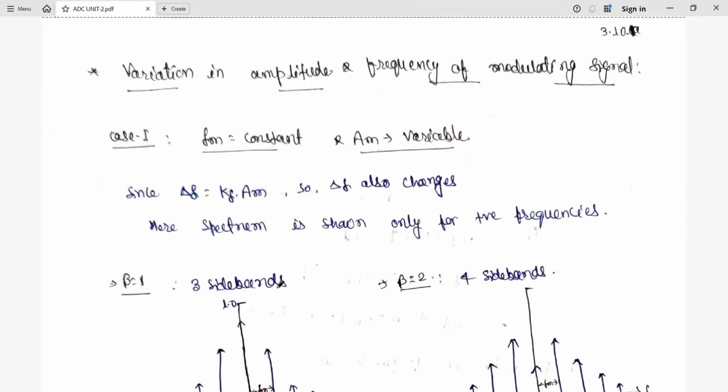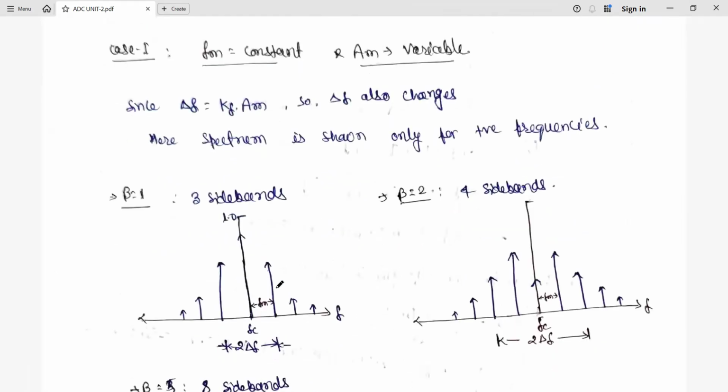Now this is for understanding purposes, in case any numerical comes, you can see the variation in the amplitude and frequency of the modulating signal. Already we have seen that del f is kf into m, so it is independent of the frequency. Two different conditions we are going to see: when fm is constant and m is variable, and later when m is constant and fm is variable. What is going to happen here?